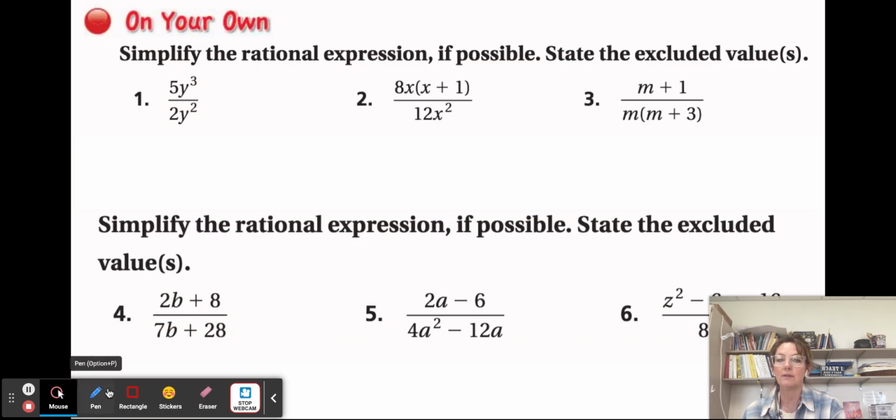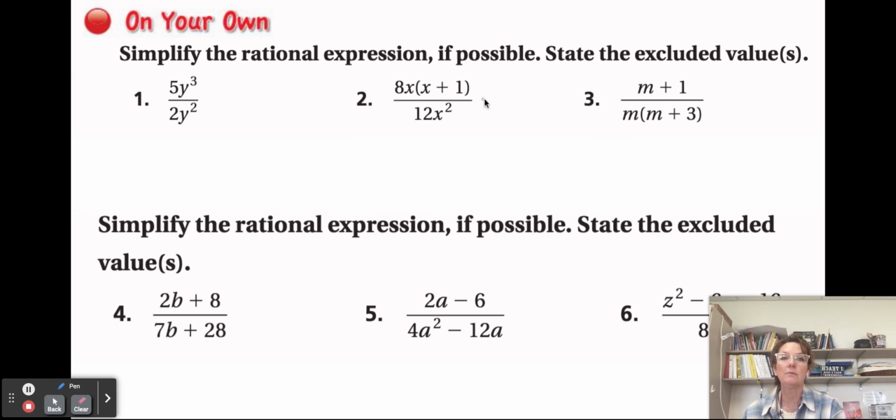So let's give some of these a try. Simplify them if possible, and then state excluded values. So the 5 and the 2, nothing to cancel there. There's 3 y's here, 2 y's here, so both of these could cancel, and it would leave 1 y there. So we would end up with 5y divided by 2. The excluded value is going to be that y cannot equal 0, however you want to state that.